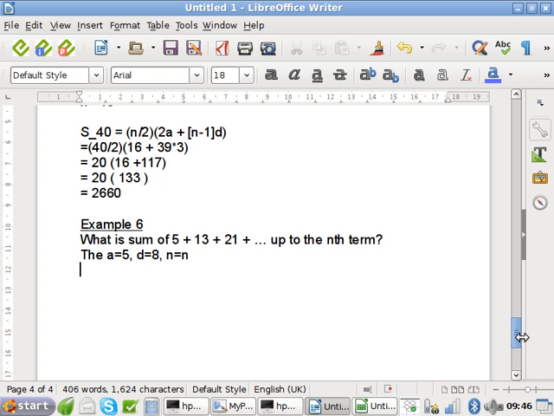Okay. So if we use our formula, Sn is n over 2 times (2a plus (n minus 1)d). That is n over 2 times (10 plus 8n minus 8). That is n over 2 times (2 plus 8n). Now there's still one thing left to do to simplify this.